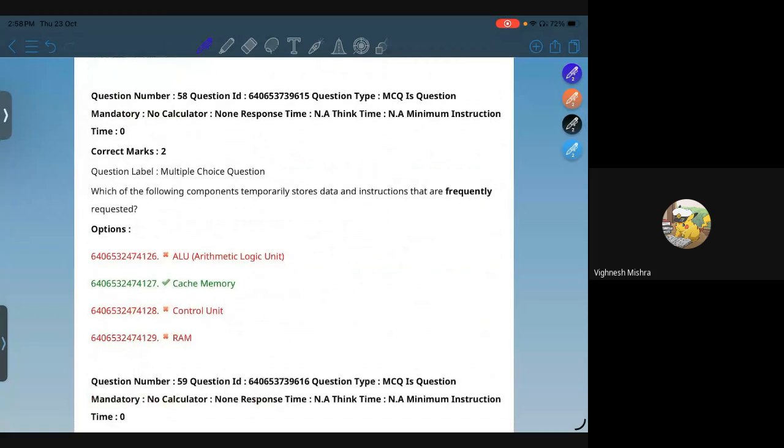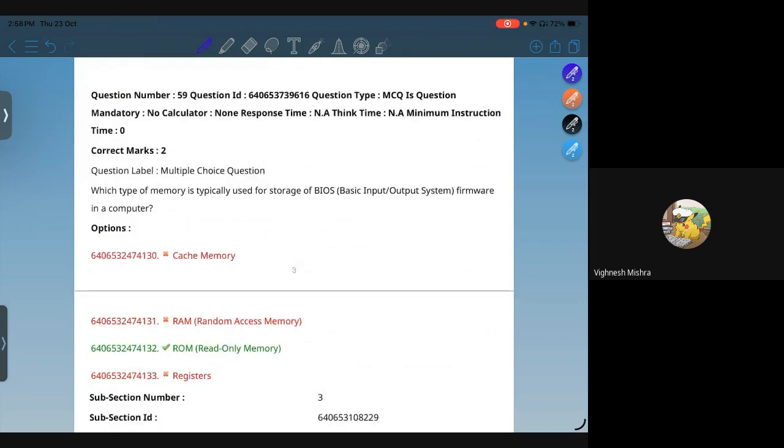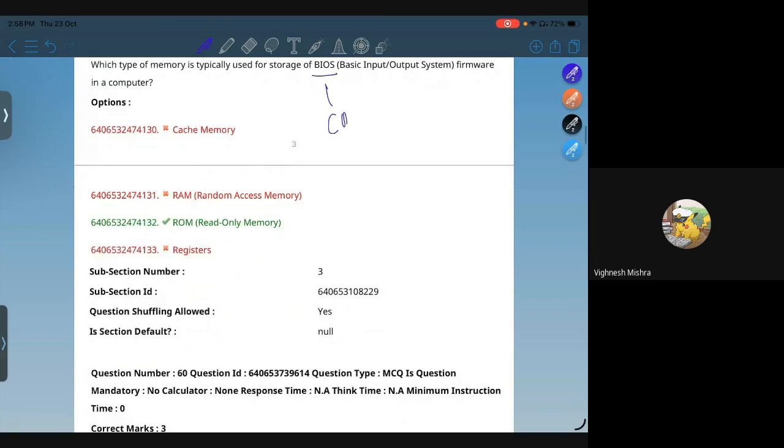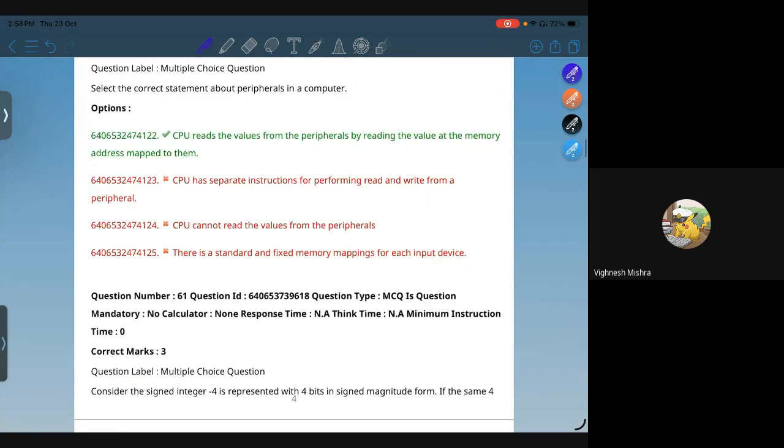Which of the following components temporarily stores the data and the instructions that are frequently requested? Cache memory. That's easy. Which type of memory is typically used for BIOS? BIOS is ROM, because we can't interfere in that BIOS loader. And even for this, we also have a CMOS chip which will power the system at the initial level.